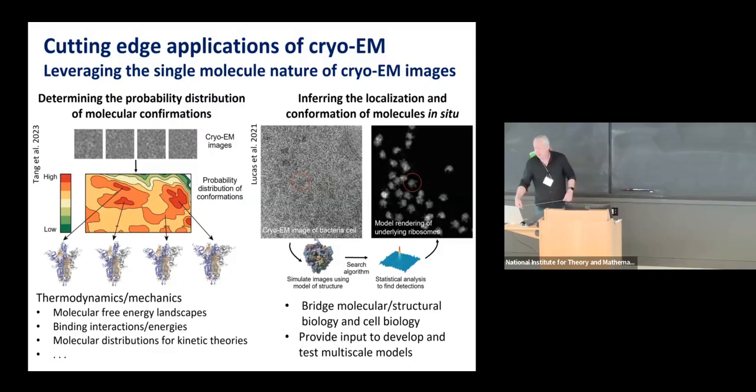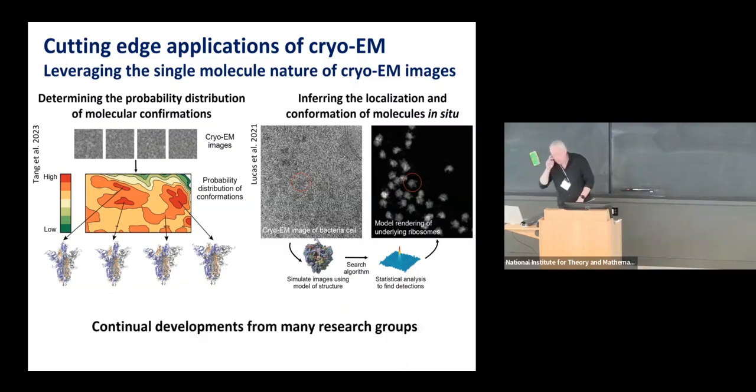All right, and then with that you can try to bridge molecular and structural biology to cell biology, and obviously, or perhaps, I don't know if it's obvious, but this would also provide input to develop and test real multiscale models of how things are happening. All right, so these types of approaches are really undergoing continuous development from many research groups, and they're really cutting edge work, which is continually being improved.